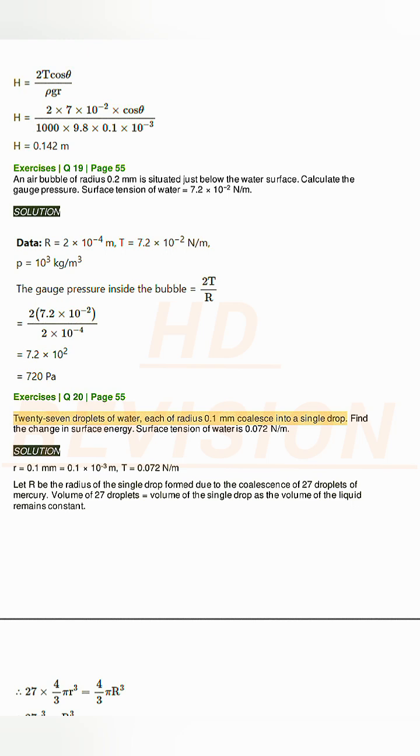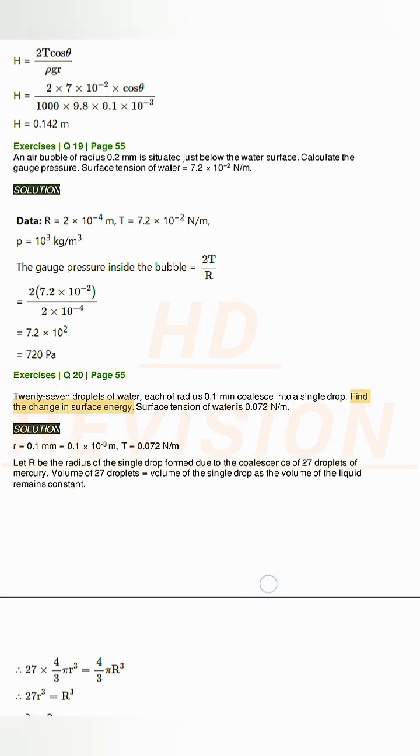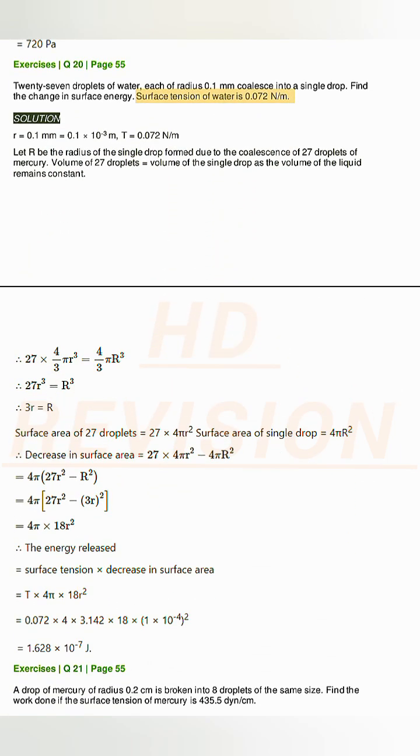Exercises Q20, page 55. 27 droplets of water, each of radius 0.1 mm, coalesce into a single drop. Find the change in surface energy. Surface tension of water is 0.072 N per meter. Solution. r equals 0.1 mm equals 0.1 times 10^-3 m, T equals 0.072 N per meter. Let R be the radius of the single drop formed due to the coalescence of 27 droplets of mercury. Volume of 27 droplets equals volume of the single drop as the volume of the liquid remains constant.